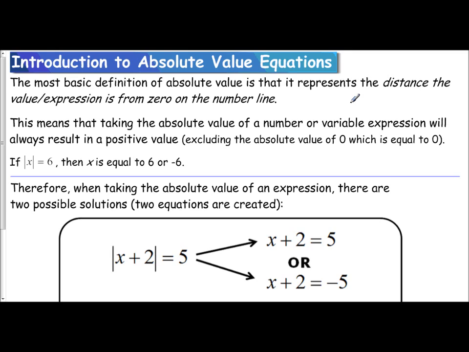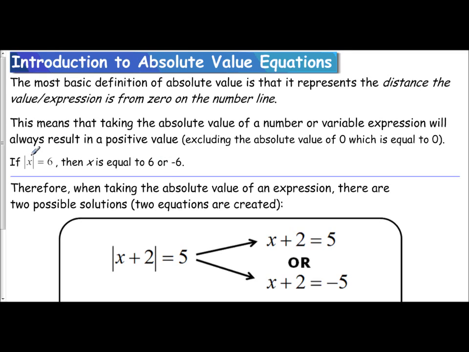So if I have this basic absolute value equation, the absolute value of x is equal to 6, what that means is the distance of x on the number line from 0 is 6 units. If you think about that, it means x is either 6 or negative 6, because both of those are 6 units from 0 on the number line. So we have two solutions that our variable can become.